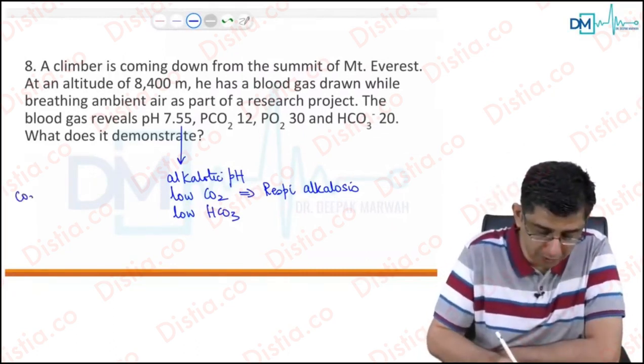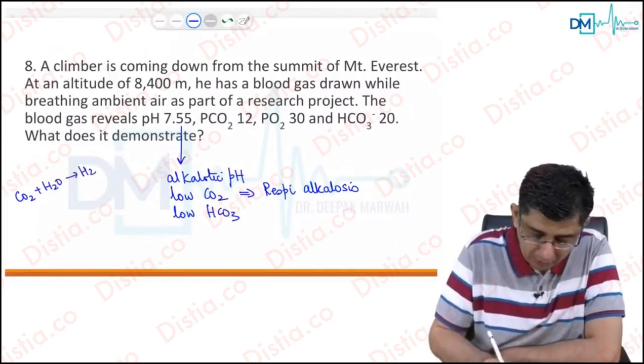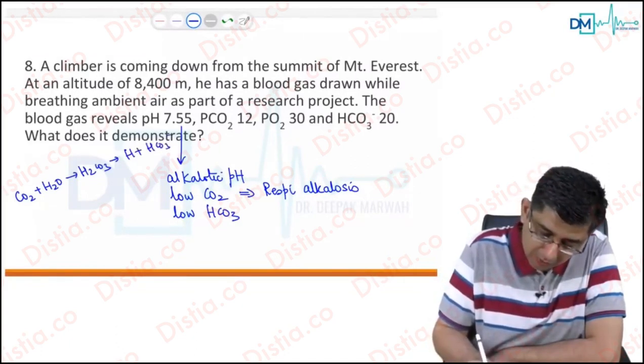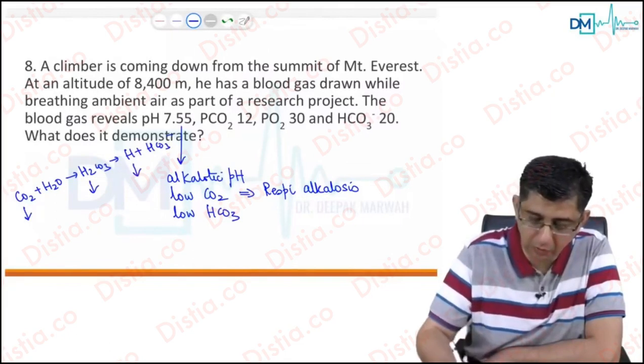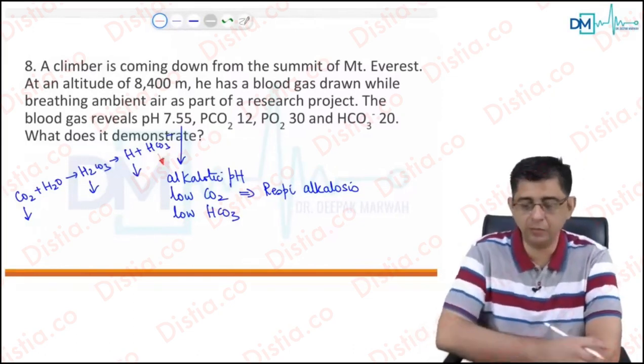I'll just show you the equation once again if you're forgetting. This is what I had said. This was the chemistry equation that I wrote before you. Carbon dioxide is lesser, bicarb is lesser, protons are lesser. So if protons are lesser, then for compensatory changes to neutralize the low protons, bicarbonate should also be lesser, and that is what has happened in this question.